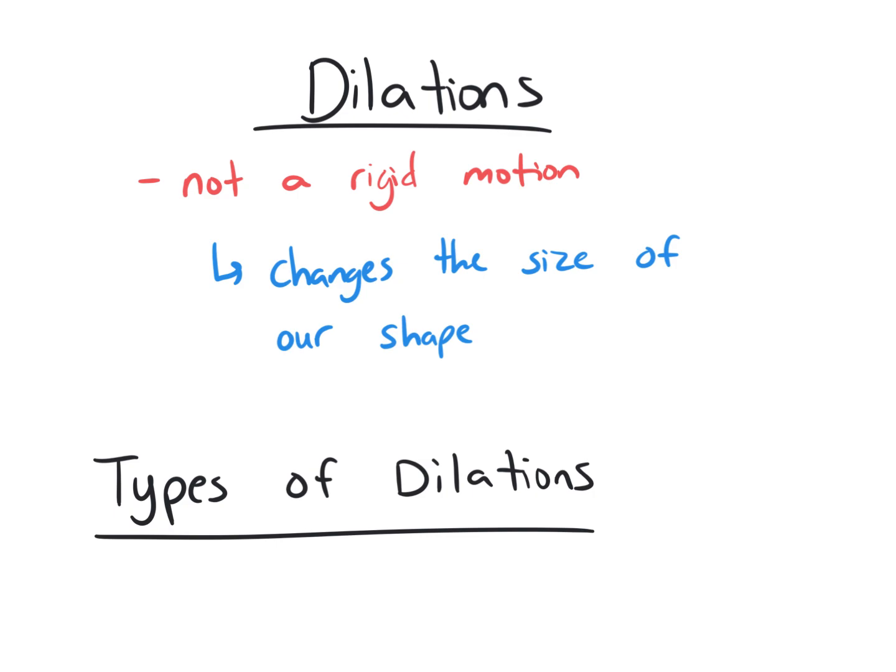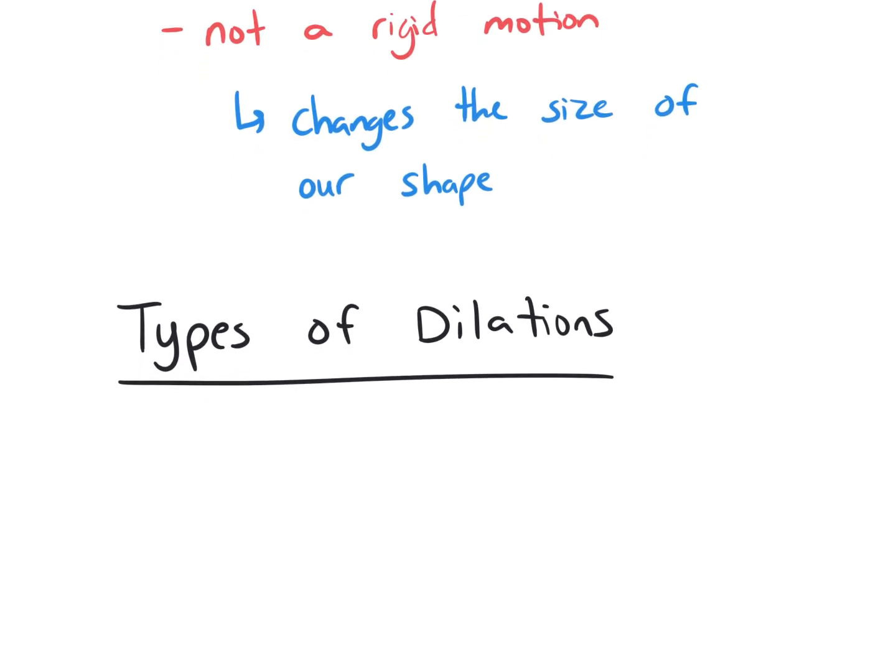So there are two types of dilations. What do you think they are? What are two different ways the shape can change? Right, it's the size. It's either getting bigger or it's getting smaller. What we're going to call getting bigger is an enlargement. So if our shape gets bigger, that's called an enlargement.